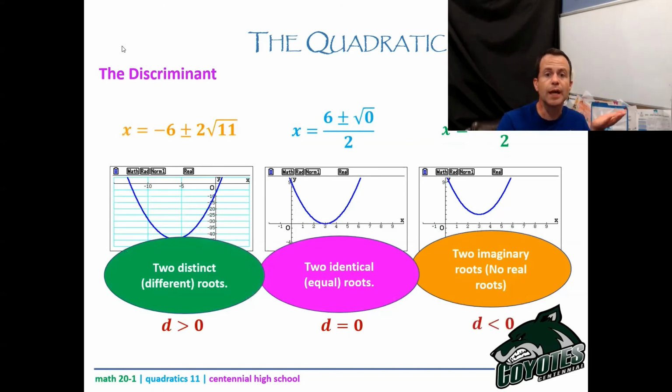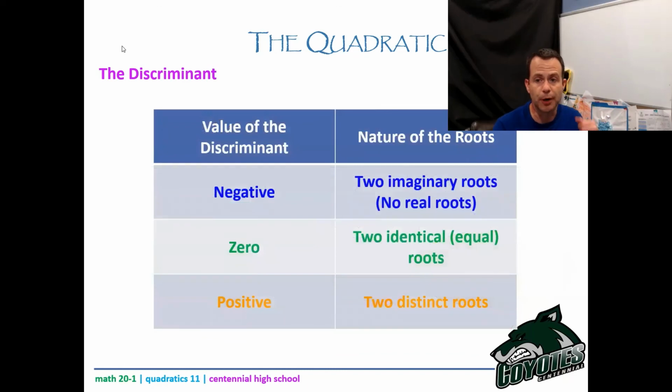Okay, so how do we use that? How do we put that into practice? I'll show you in a second. This just summarizes what I just said in a table. So if the discriminant is negative, there are two imaginary roots or no real roots. If the discriminant is 0, there are two identical or equal roots. And if the discriminant is positive, there are two distinct roots.